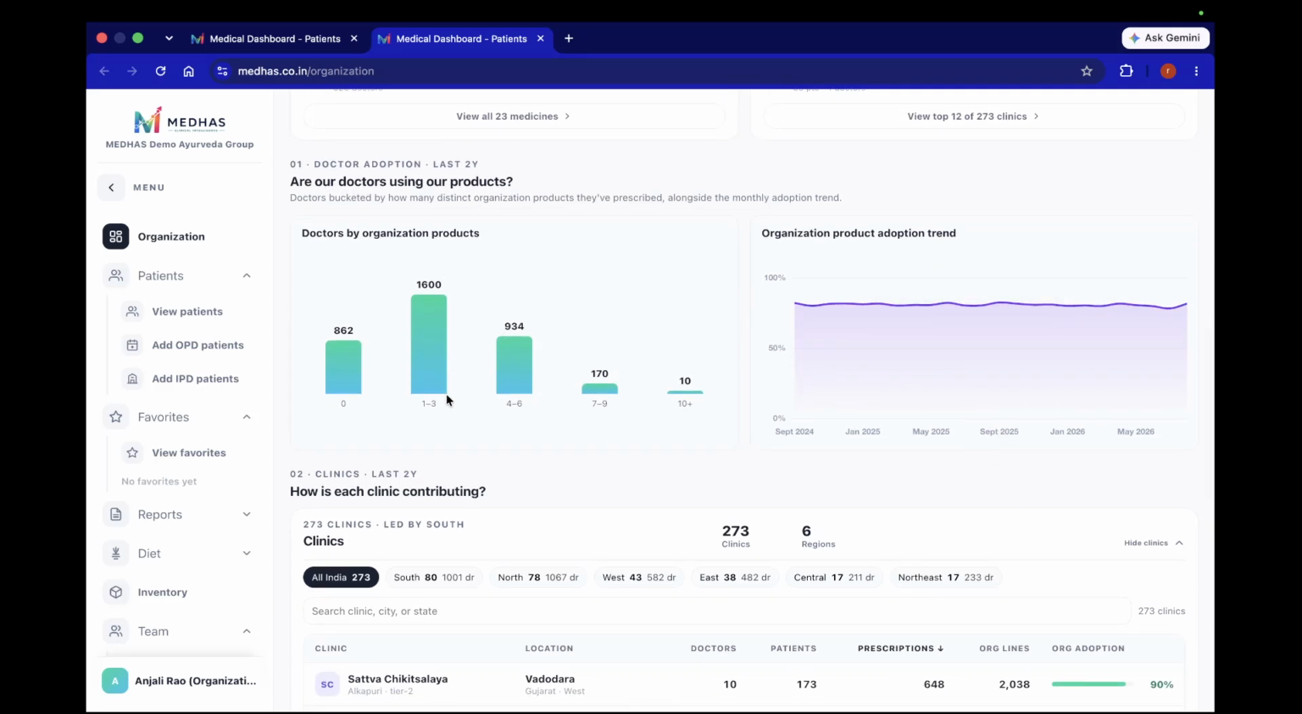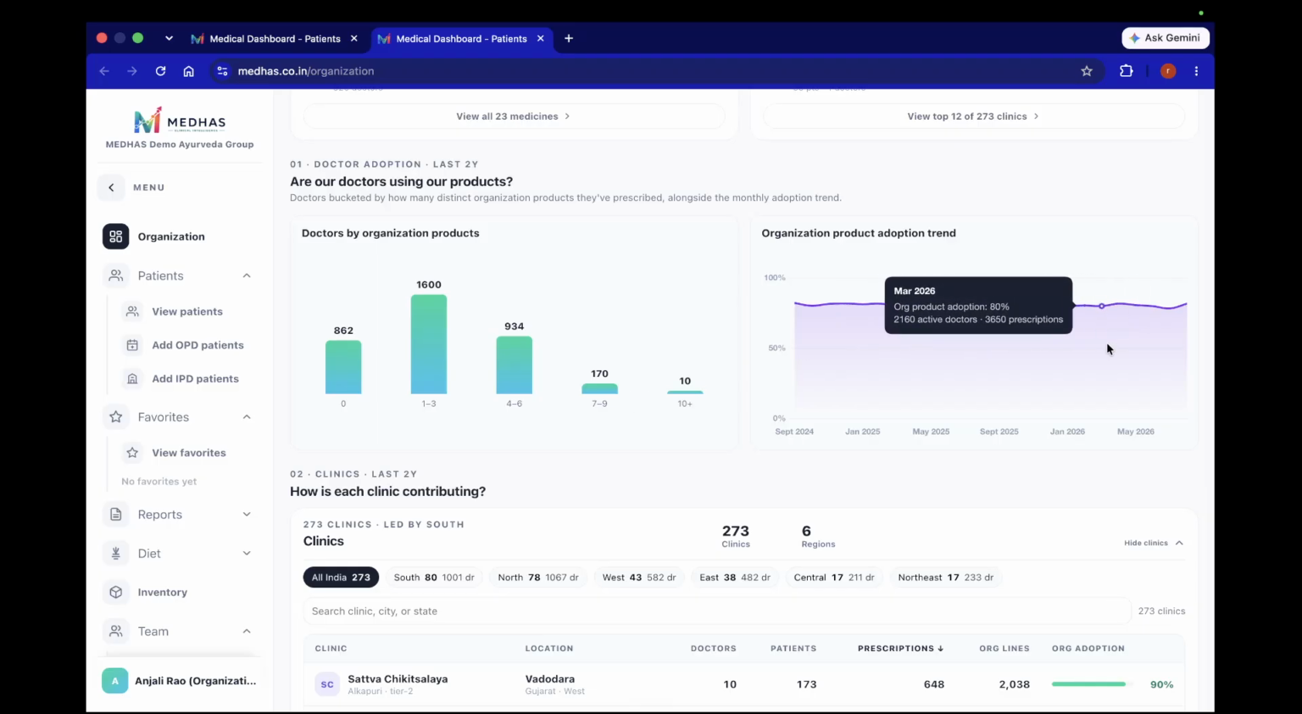This chart also shows how many products of a specific brand are being used. Suppose this is a specific brand like Baidyanath. They want to see how many products doctors are using. So 862 doctors are not using any Baidyanath products. 1 to 3 products of Baidyanath are being used by 1600 doctors. This gives a very good view for any Ayurvedic pharmaceutical companies to use the data at a very high level.